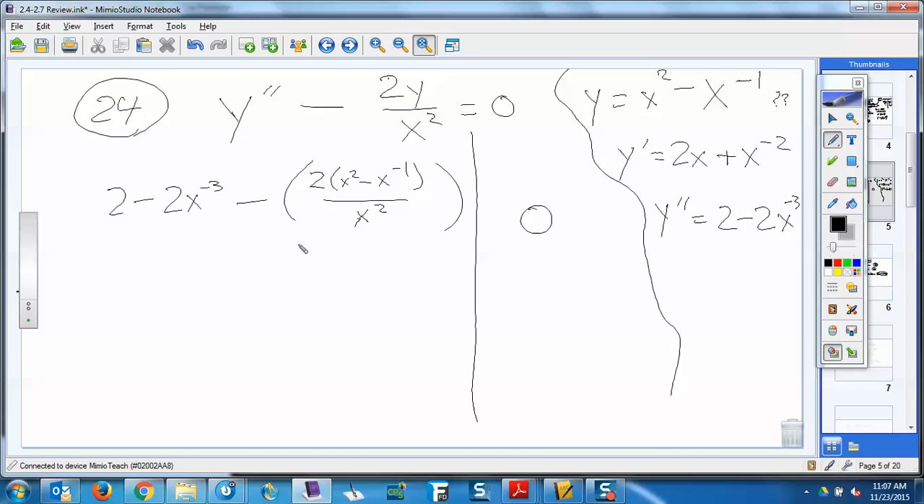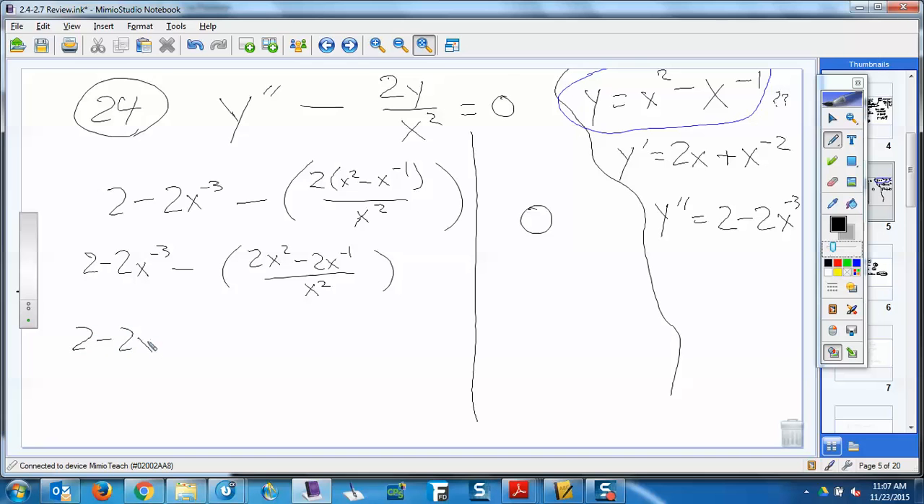Now, if this is going to be a solution, if this thing up here in the blue is going to be my solution, then this side better end up equaling 0. Okay? So let's do it. So I got 2 minus 2x to the negative 3 minus, now I got to do some stuff with this. Well, let's distribute that. That'd be 2x squared minus 2x to the negative 1 all over x squared.